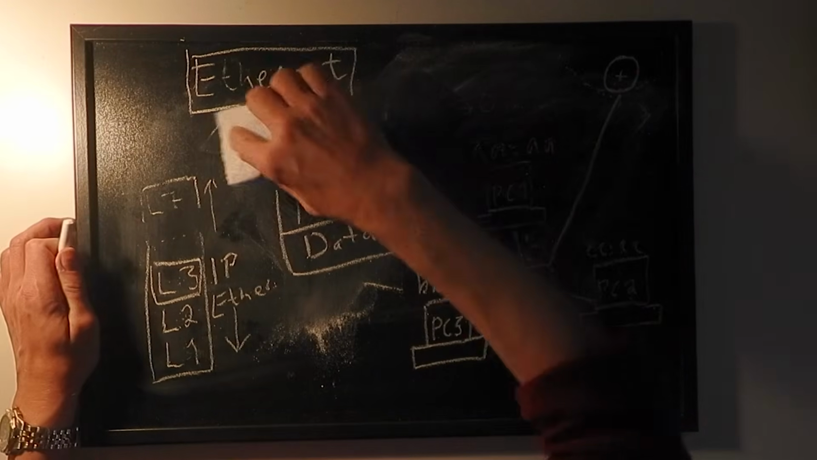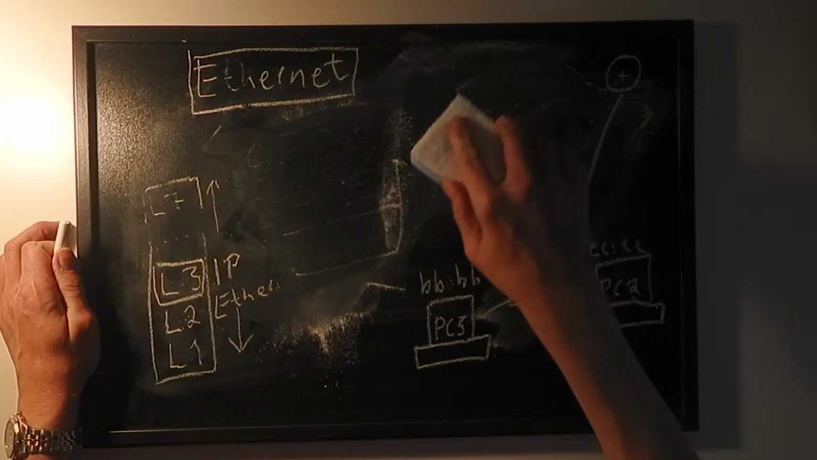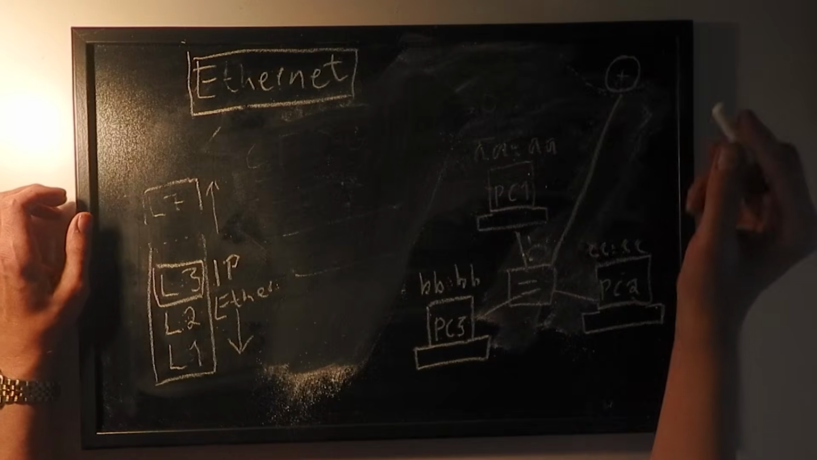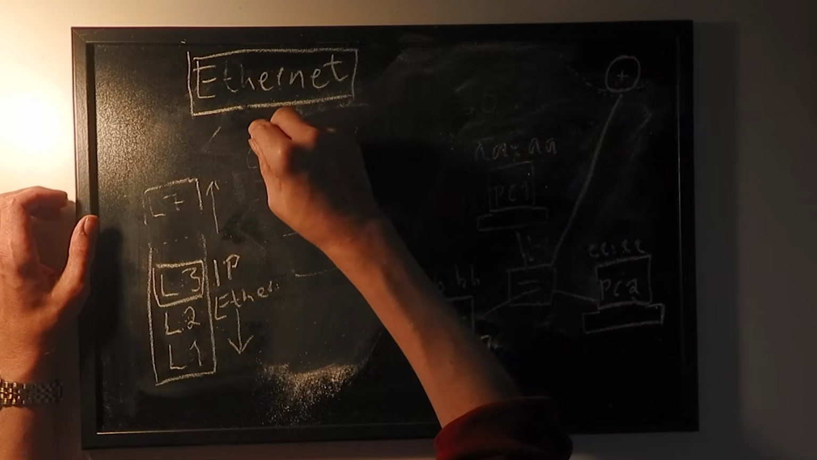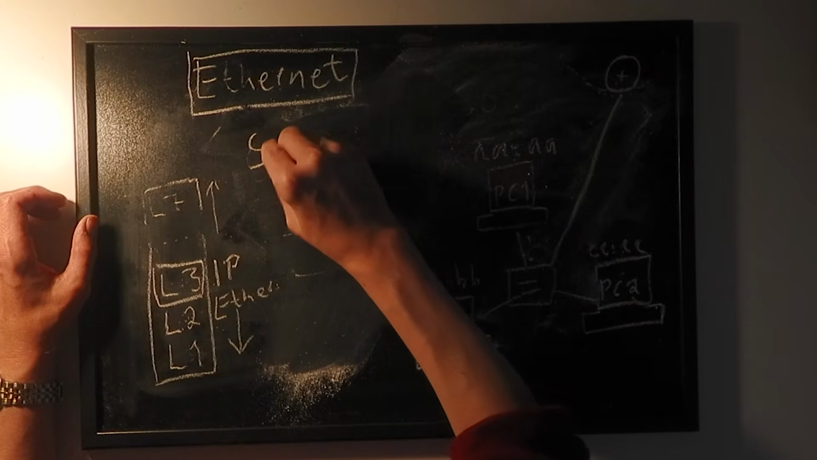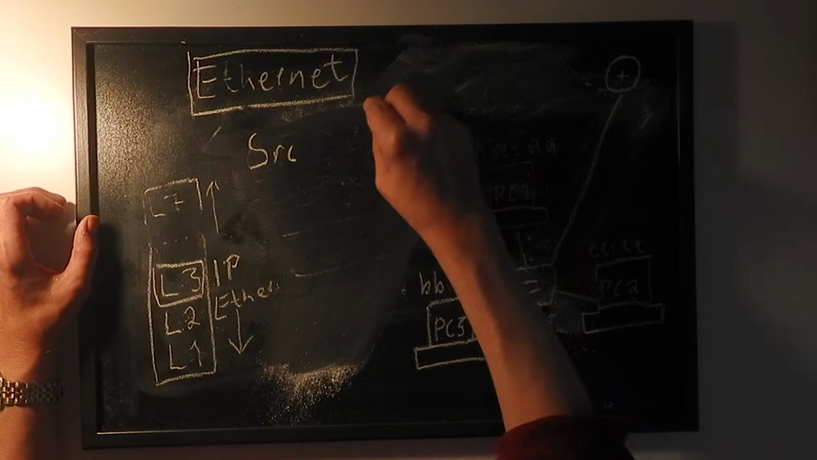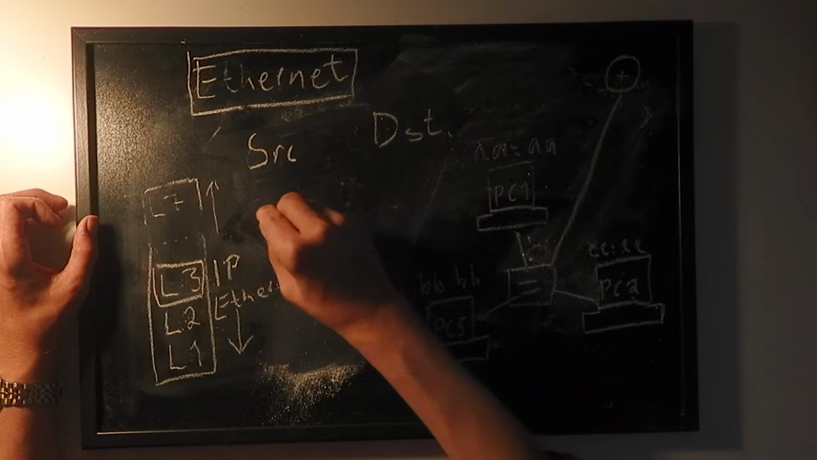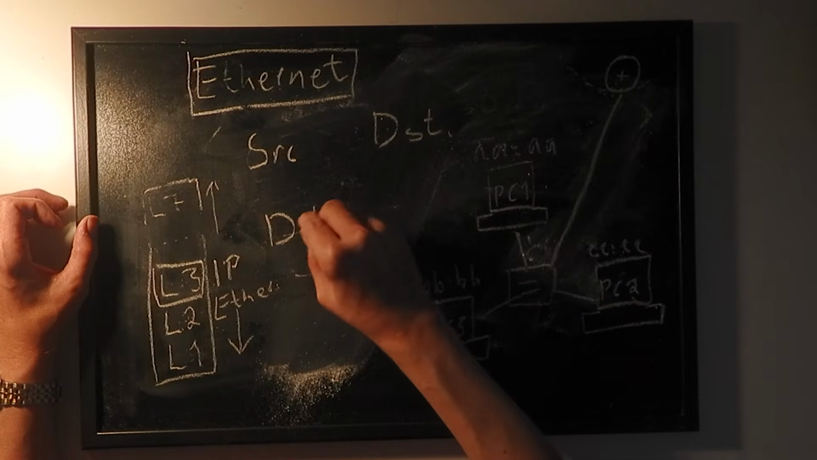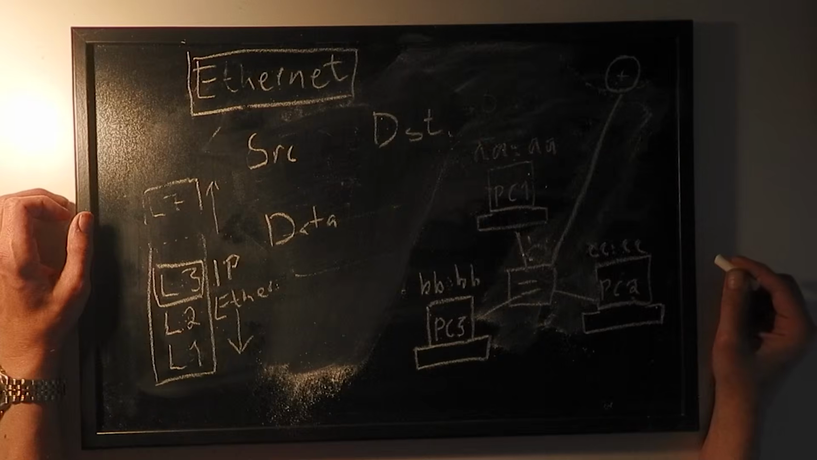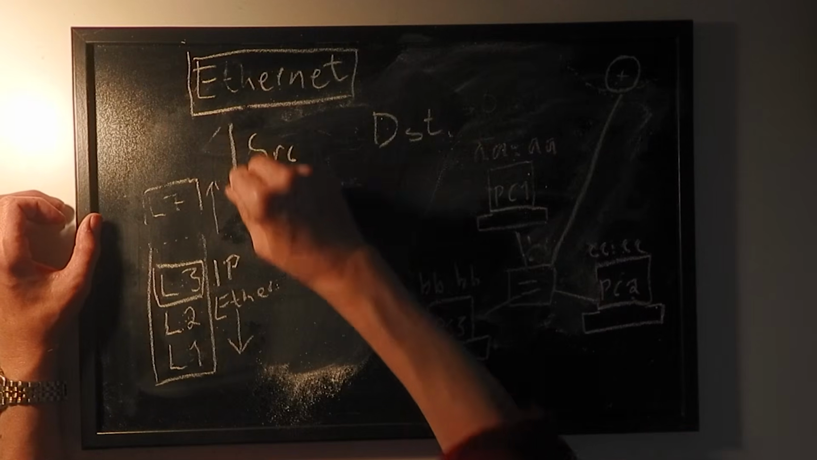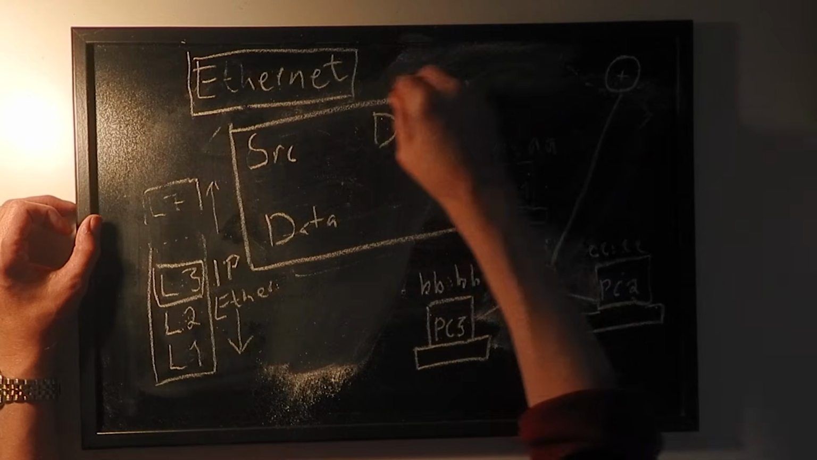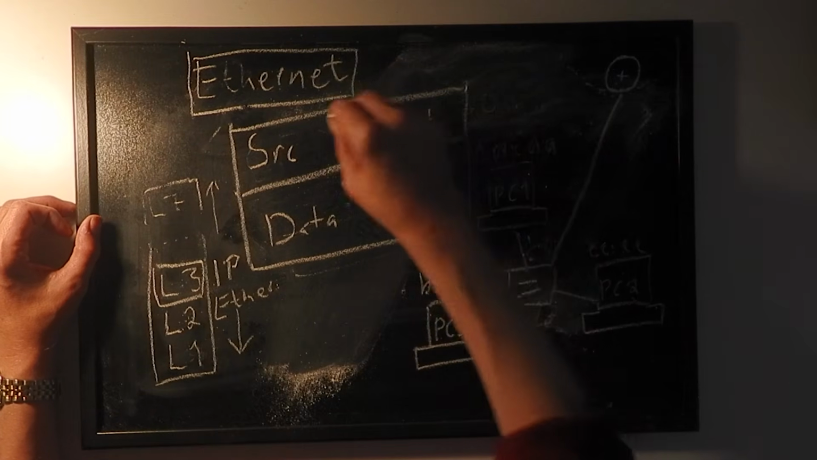So, for instance, since we're talking about Ethernet, I'm going to show you how one of these frames look. We have a source field, we have a destination field, and we have a data field. There are different versions of Ethernet and different ways of representing it, but these are the general parts of it.